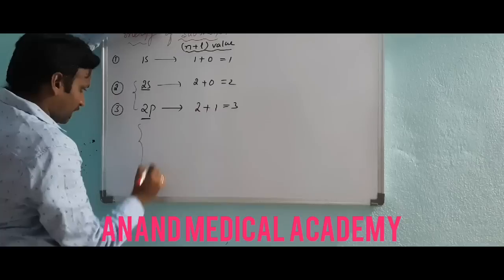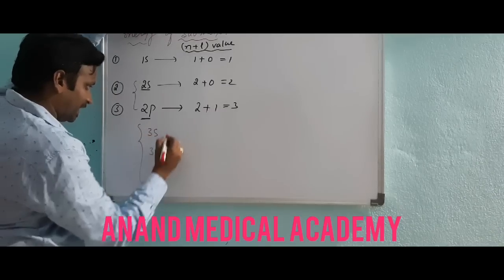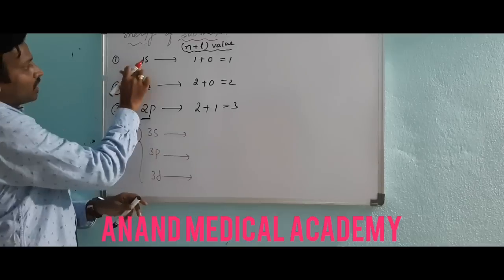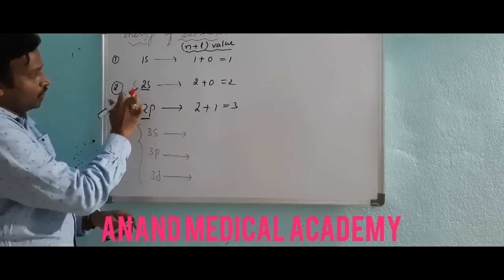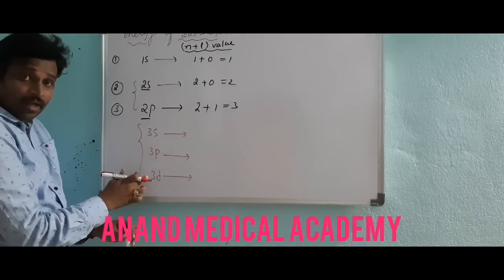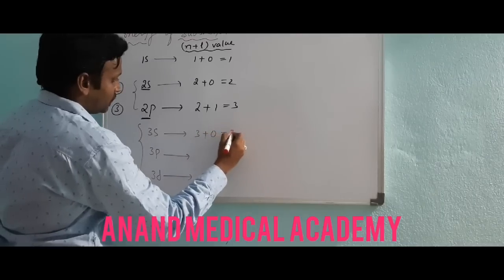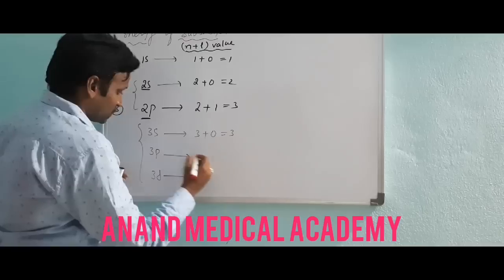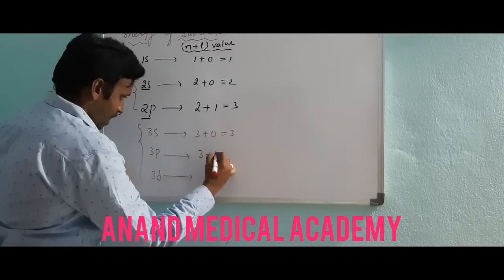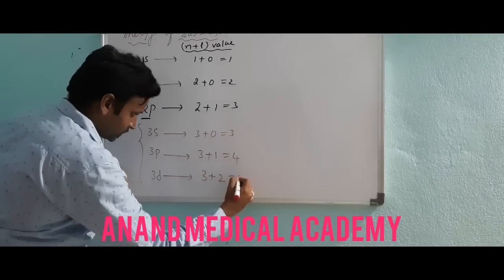Next, n equal to 3: you have 3s, 3p, 3d. I told you, 1 means only one subshell, 1s. 2 means 2 subshells, one is 2s and another is 2p. 3 means 3 subshells, 3s, 3p and 3d. So here, 3s is 3 plus 0, which is 3. 3p means 3 plus 1, 4. And 3d is 3 plus 2, which is 5.